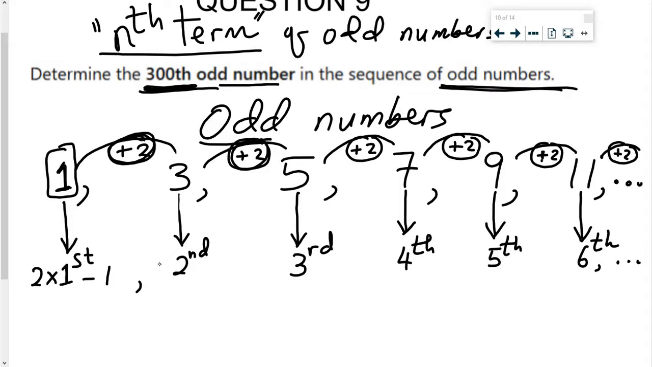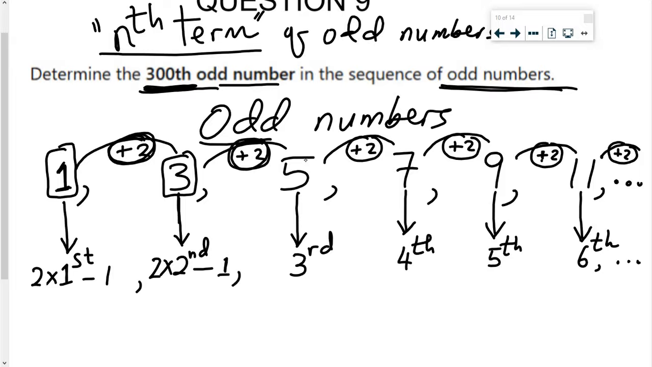Then take this 2 here, multiply it here. What is 2 into 2? 4. But we were hoping to get 3. But we got 2 into 2, we got 4. How do we get 3 out of 4? Minus 1.